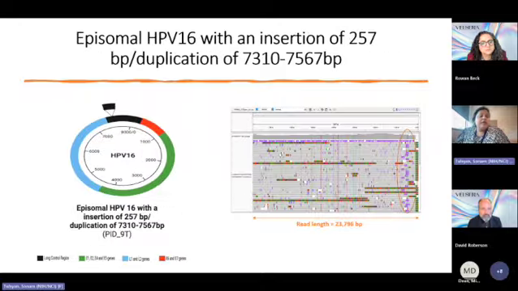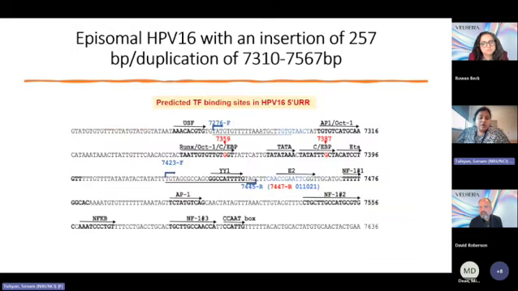We also noticed that one episomal HPV-16 has an insertion of 257 bases, and we found that this region, which was duplicated, was in the long control region from 7310 to 7567 base pair. Again, we saw this in the transcription factor binding sites in the HPV-16 genome, and we find that when there is a duplication or an extra region, the transcription factor binding sites are increased, therefore leading to more transcription and uncontrolled cell division.